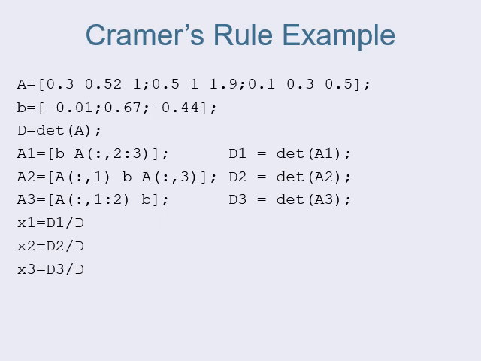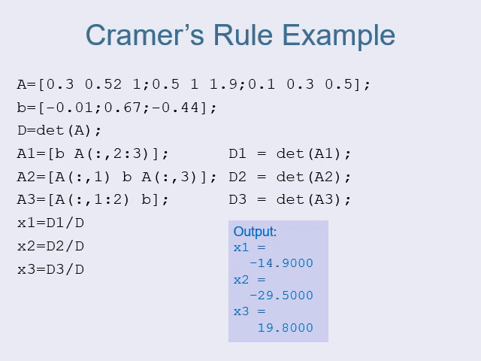A1 is the B here, and then A, all the rows, columns 2 to 3, and find determinant D1. A2 is the first column same as the first column of A, then B, then the third column of A, and you find the determinant of A2. Then A3 is A, the first and second columns, and B as the third column, and then you find determinant D3 of this matrix. Then x1, x2, x3 of these three, and you get the answers as minus 14.9, minus 29.5, and 19.8, just as we have seen them before.